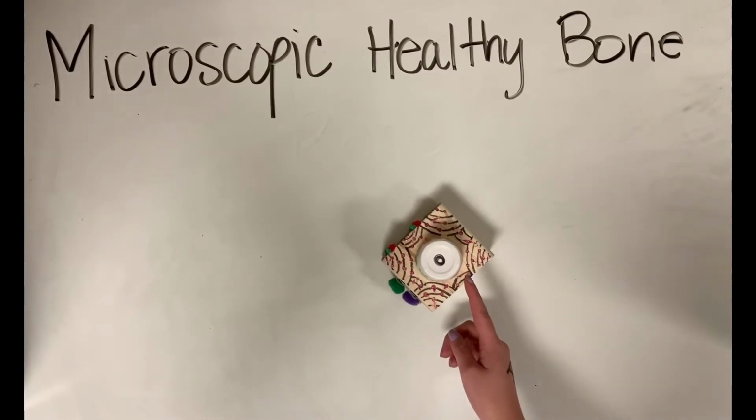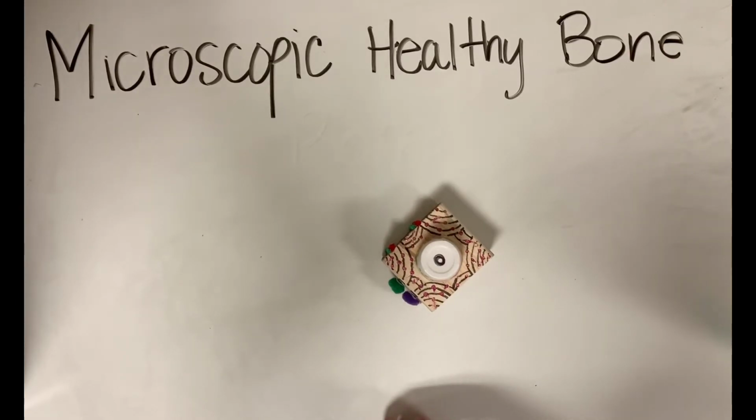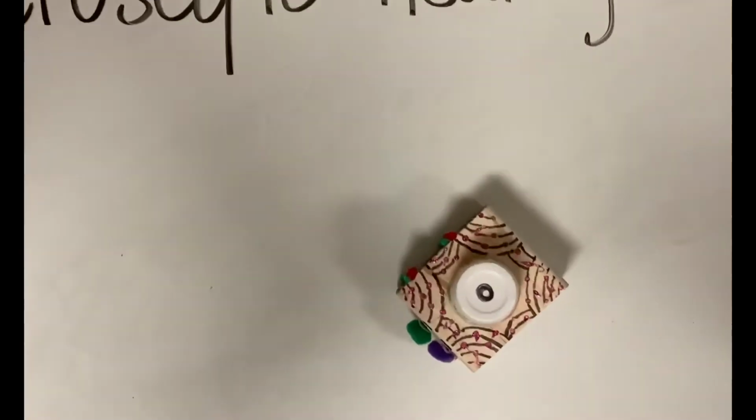Lacunae house bone-producing cells called osteocytes, which are united through a network of canals called canaliculi, with the function of routing nutrients to osteocytes and expelling waste products. Lamellae bind the osteons from the outside, the site of attachment for the periosteum.